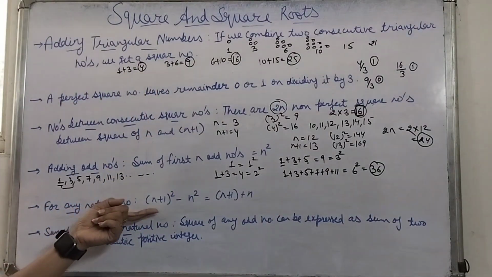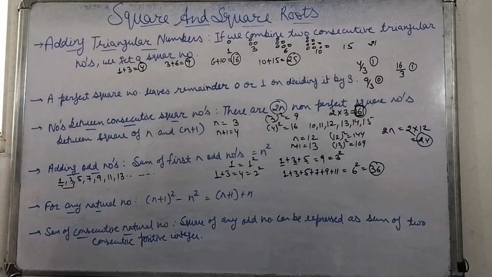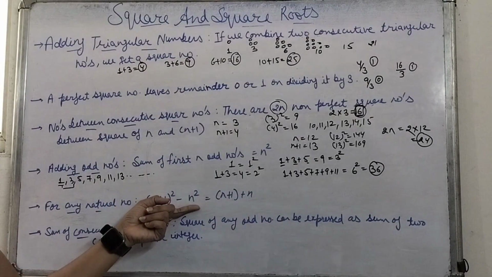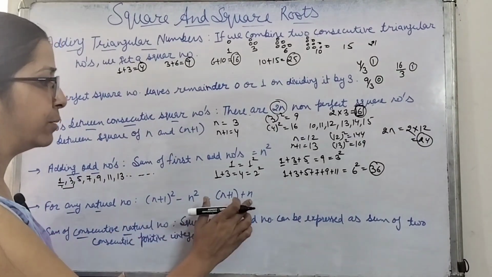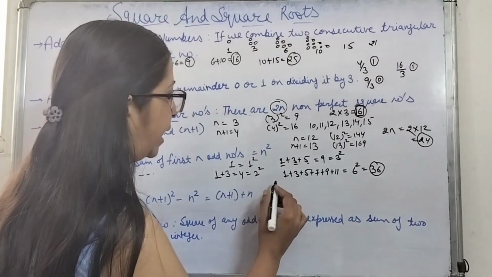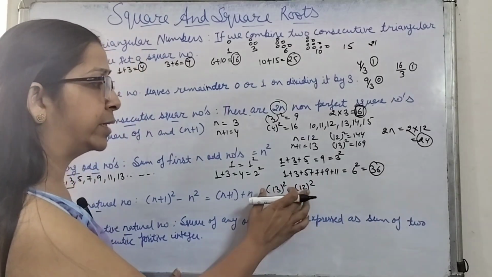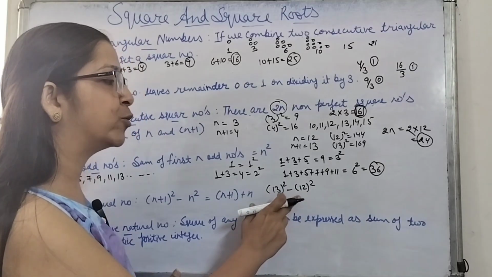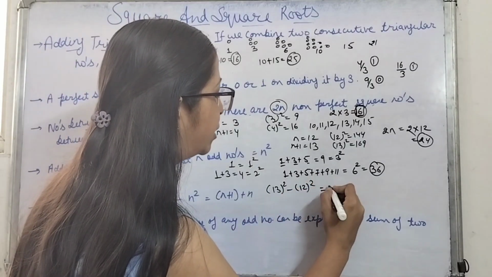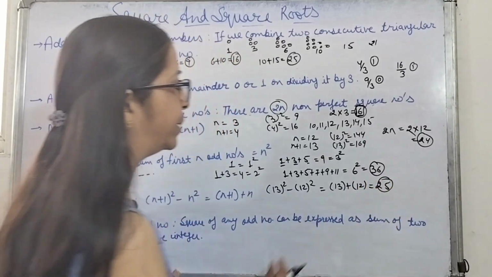For any natural number, n plus 1 square minus n square is the sum of these two. That means if we take two consecutive numbers, one is n and another is n plus 1, and we take the squares of these two consecutive numbers, the difference between them will be equivalent to the sum of these two numbers, n plus 1 plus n. Suppose it is 13 square minus 12 square. 12 and 13 are consecutive numbers, and the difference between the squares of two consecutive numbers will be the sum of these two numbers, that is 13 plus 12, which is 25.